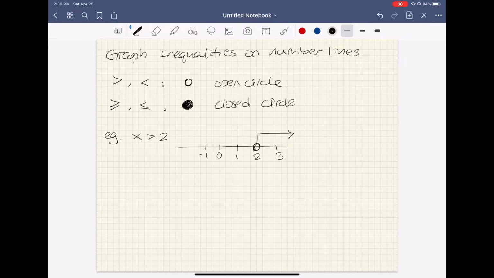If you guys are not sure which side it is, just plug in a number into the equation. Let's say we want to do x is greater than 2. We don't know which side it is. So let's try, for example, 1. Is 1 greater than 2? No. So that means it wouldn't be the left side. We can try 3 as well. Is 3 greater than 2? Yes. So we'll go to the right side.